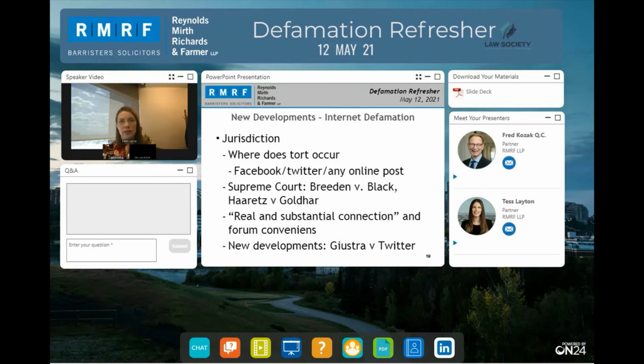They talked about his residence in Vancouver. There were some other Canadian characteristics about those tweets. So the court found there was jurisdiction simpliciter.